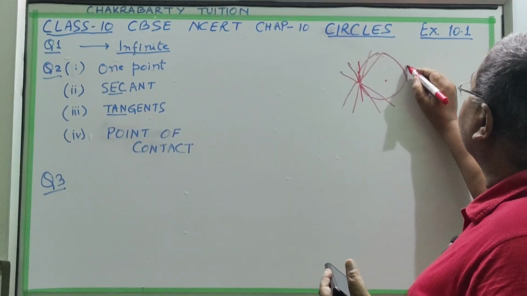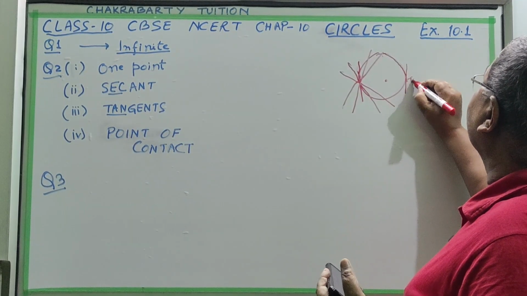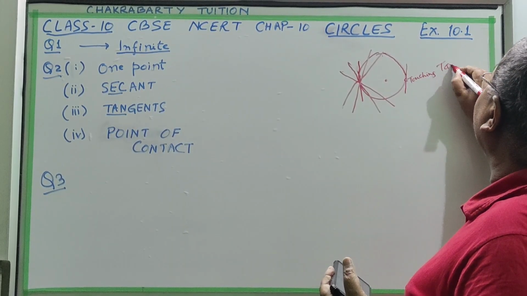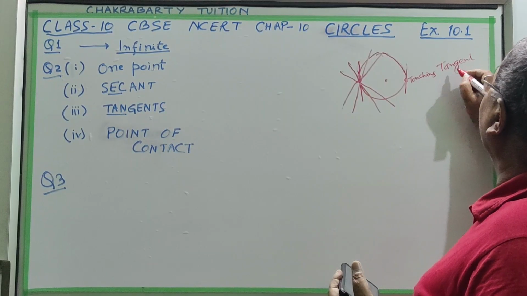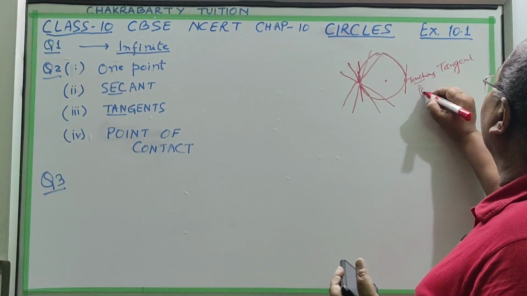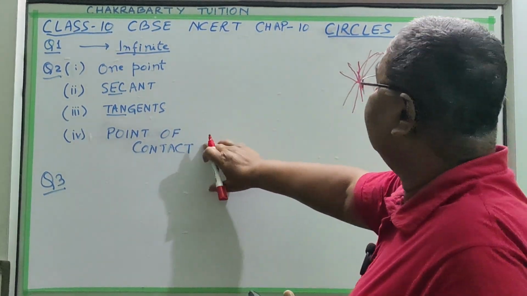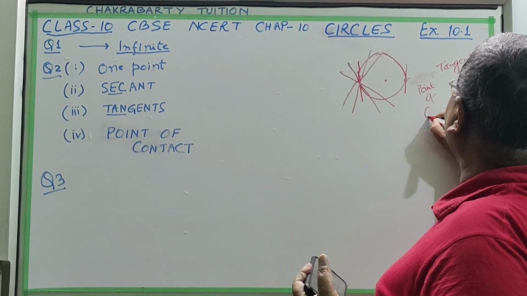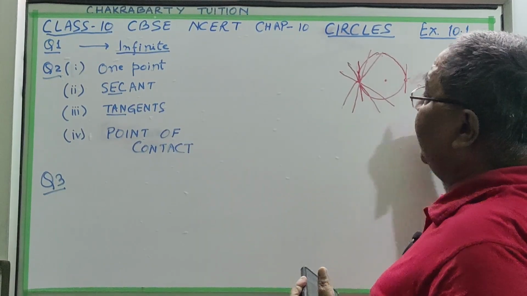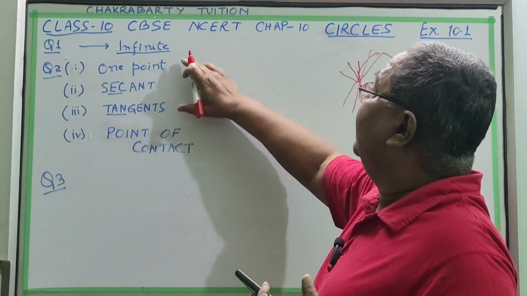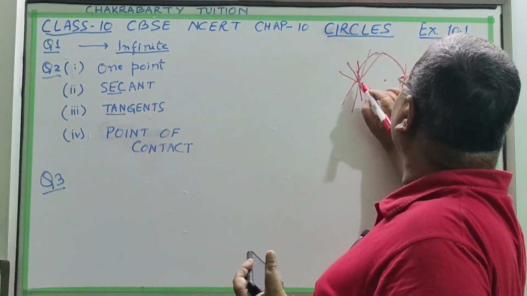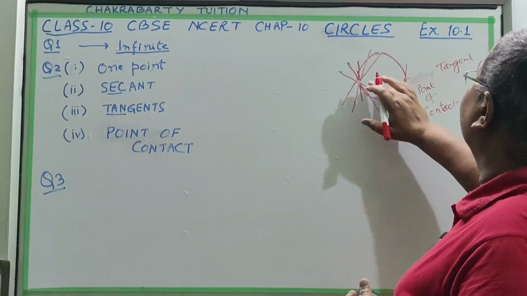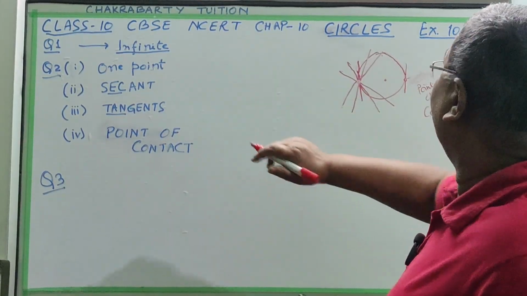A tangent means a line touching the circle at a certain point. That is our tangent. The touching point will be the point of contact. This is known as the point of contact. So here we have discussed point of contact and tangents, and we have defined one point also, and the infinite number also. Only the secant we have not done.